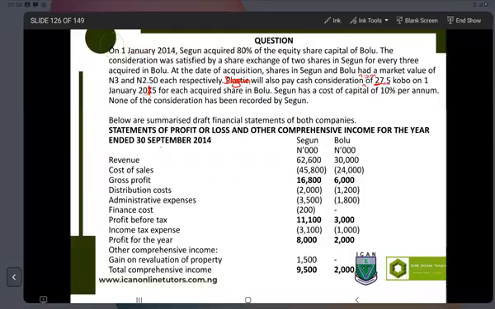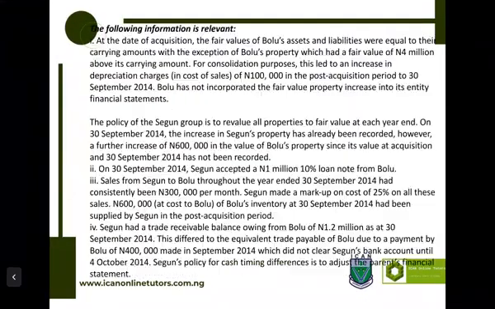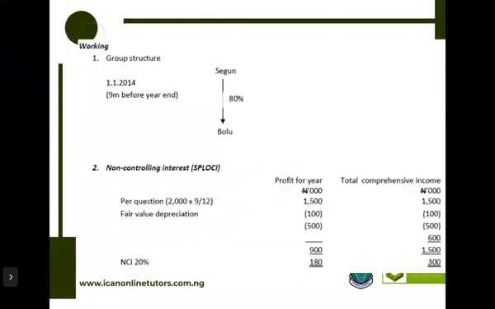Initially, that is how we do our present value. So the first one is to calculate your group structure. As you can see, Segun in Bolu, the shares were acquired on 1st of January 2014. So we have 9 months before the year end. Anything you are doing, you have to multiply it by what?